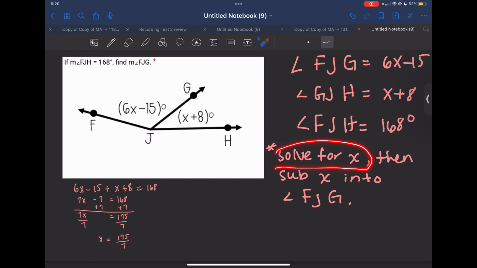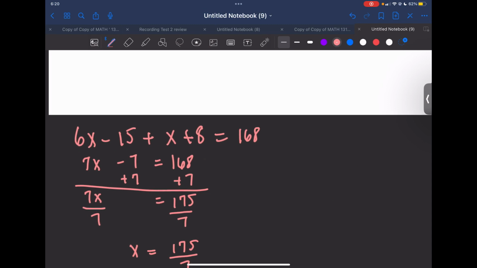All right, so let's look at our instructions one more time. We give ourselves: solve for x. I did that. Then sub x into FJG. FJG is 6x minus 15. It doesn't look right. All right, let's do that.